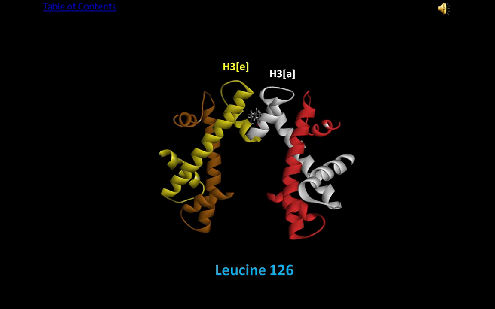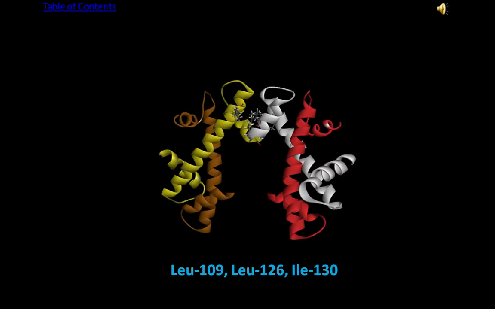Next, we have leucine 126. Then isoleucine 130. Some of these residues are poorly visualized from this angle, but in a moment we'll rotate. Here are all 3, or I should say all 6, of these amino acid residues. I think you can start to see that there is a very hydrophobic pocket between these helix 3s. Let's rotate this structure to get a better look.